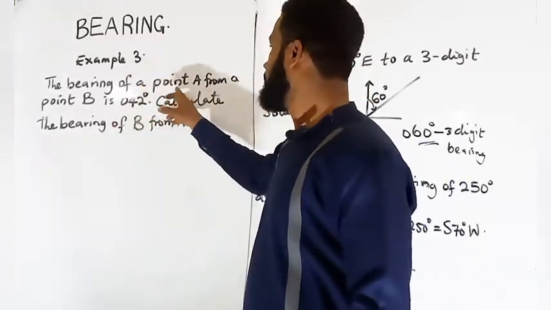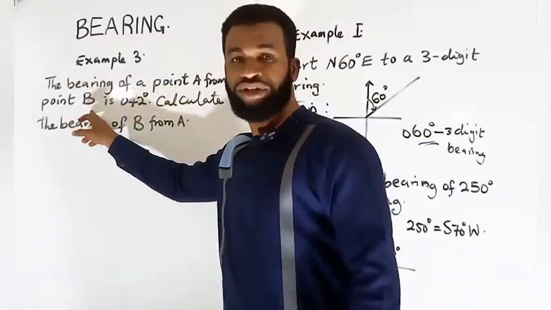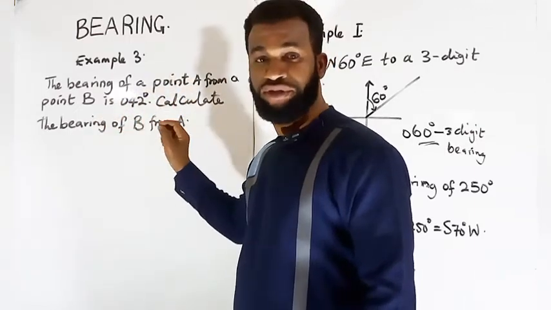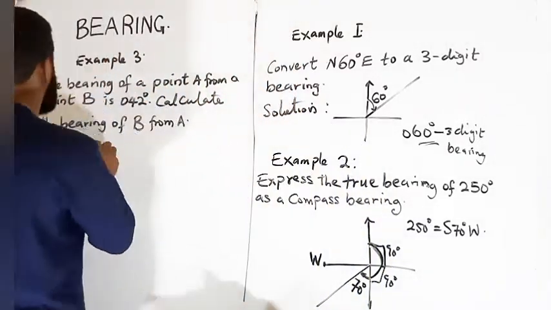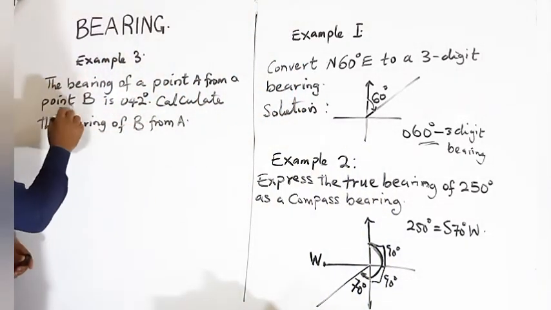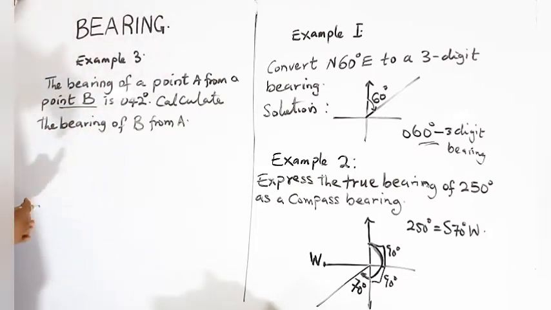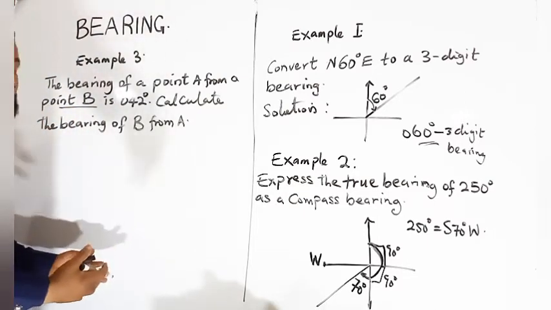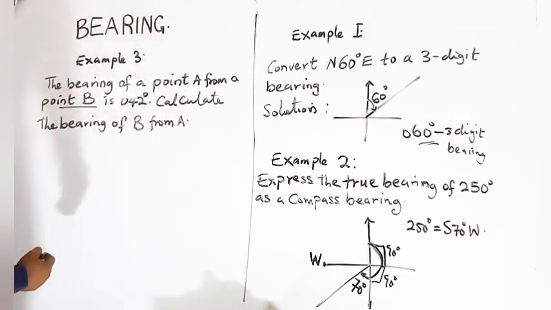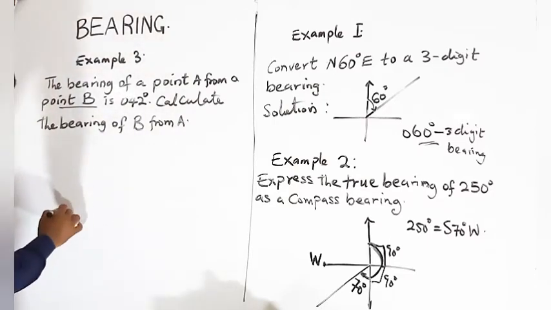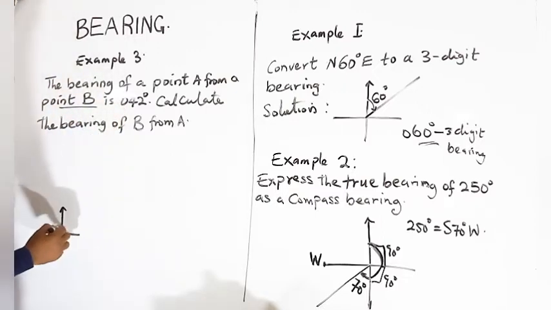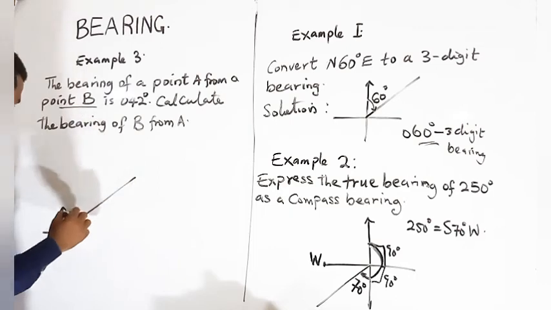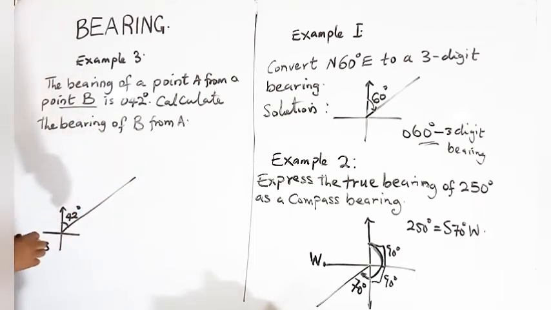The bearing of a point A from a point B is 042 degrees. Calculate the bearing of B from A. Simple. There is a "from". It is from B, right? A is from B. So I'm going to start on B because B is the from. So this is point B, and I must draw my cardinal point. And A is 42 degrees from B. 42 degrees is going to be here.